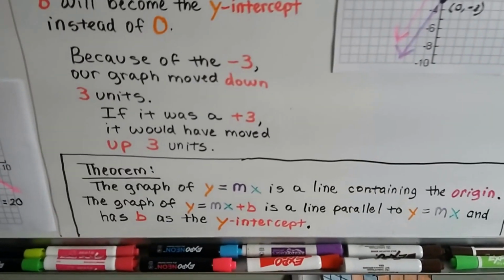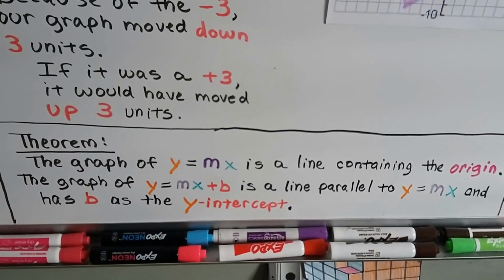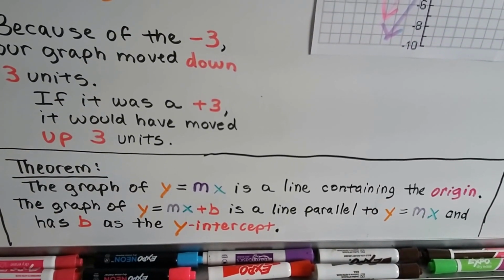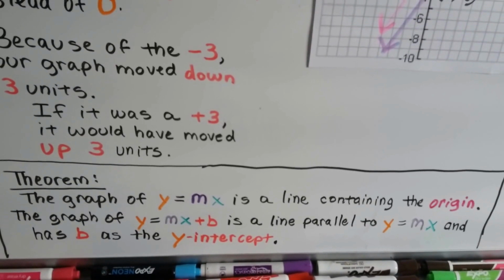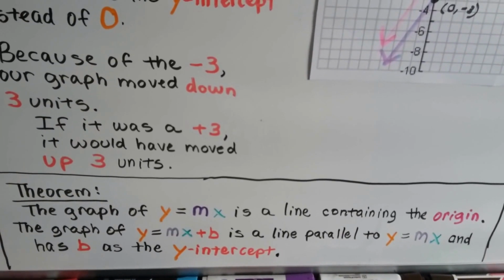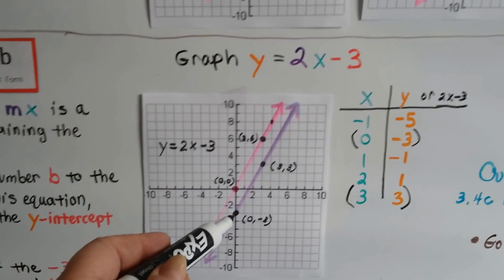So I have a theorem for you. You ready? The graph of y equals mx is a line containing the origin, and the graph of y equals mx plus b is a line parallel to y equals mx, and the b is the y-intercept. So that minus 3 ended up being where it was intercept. See?